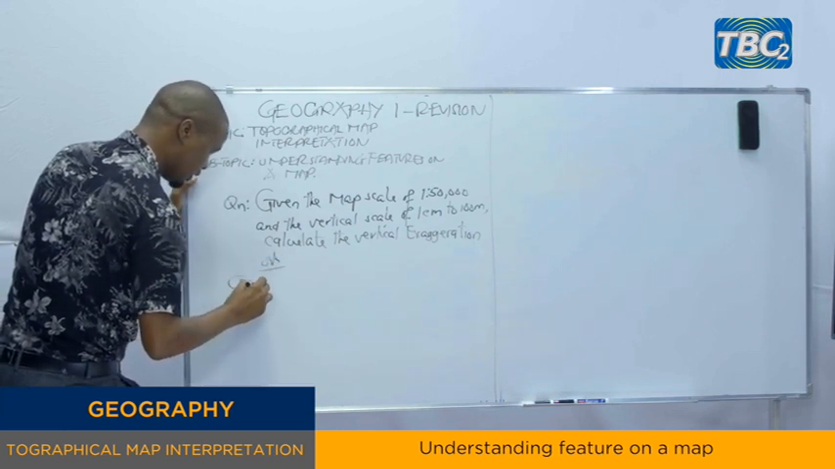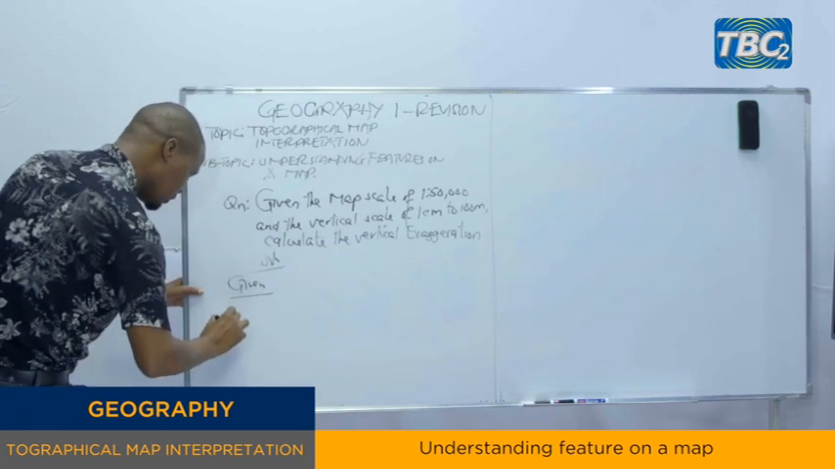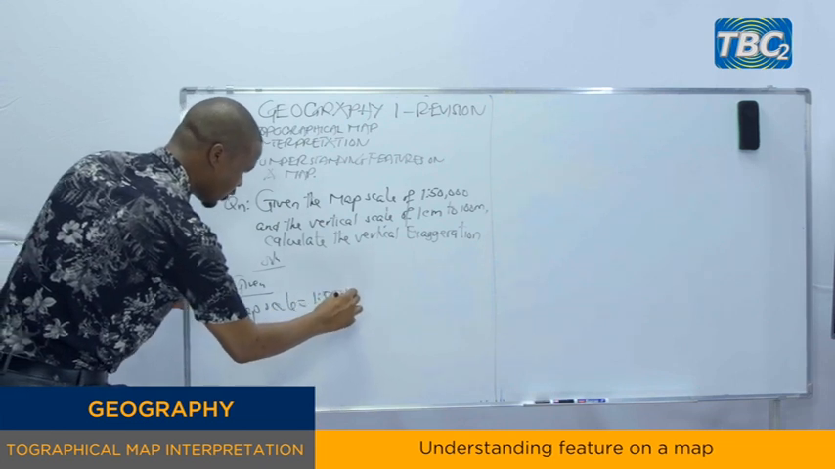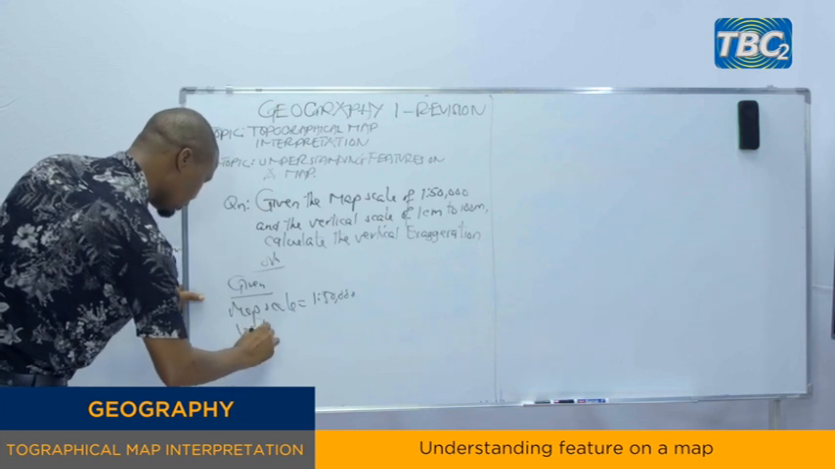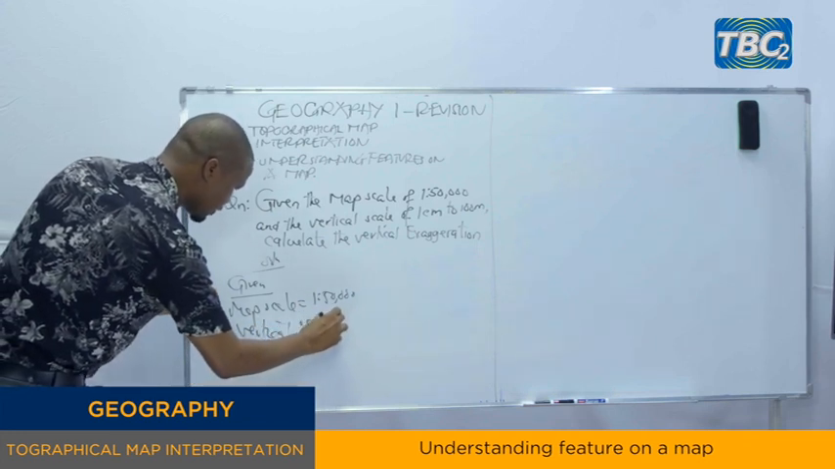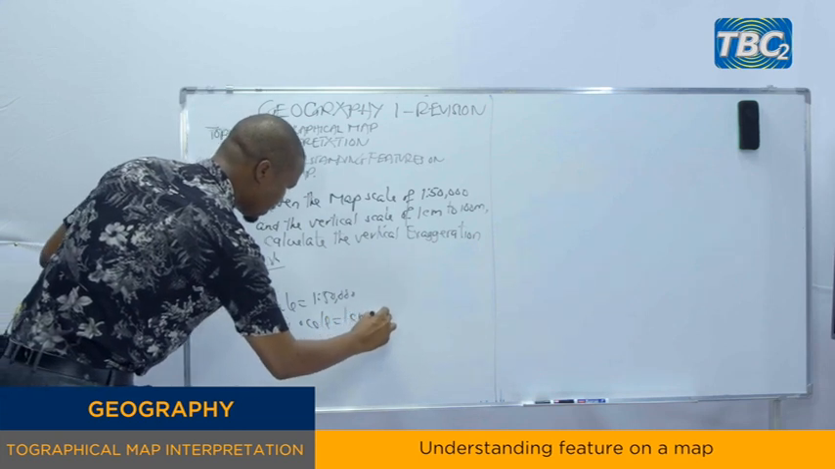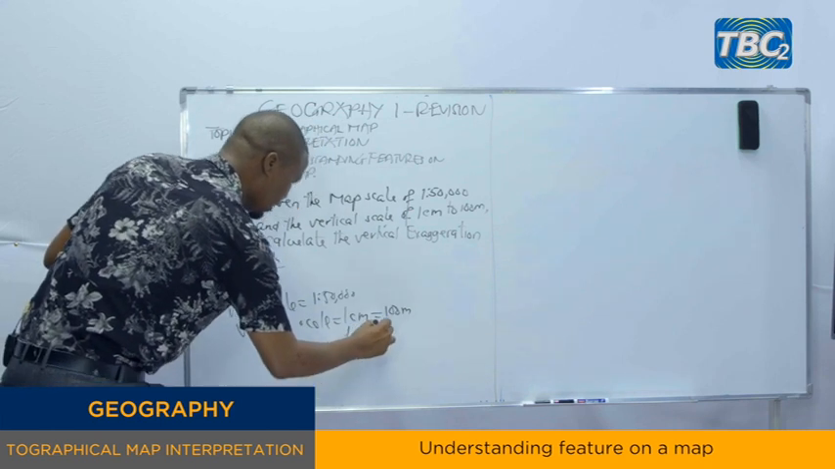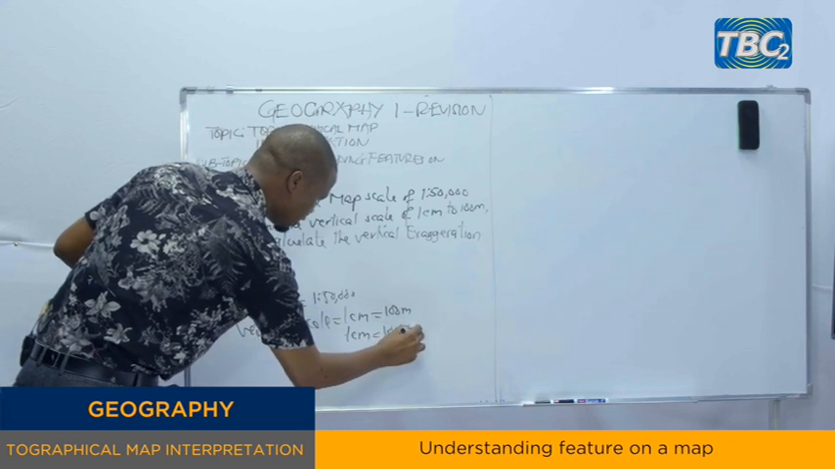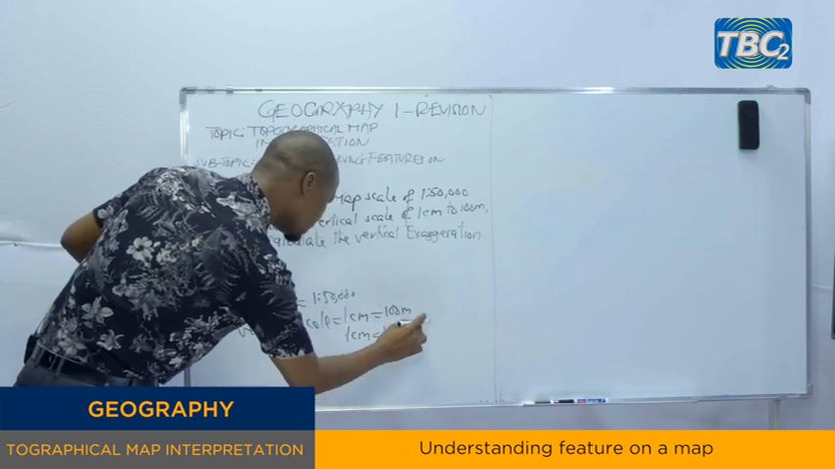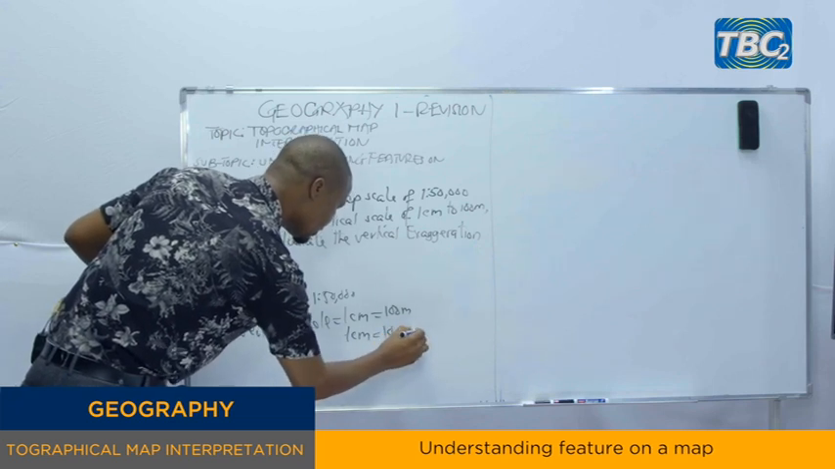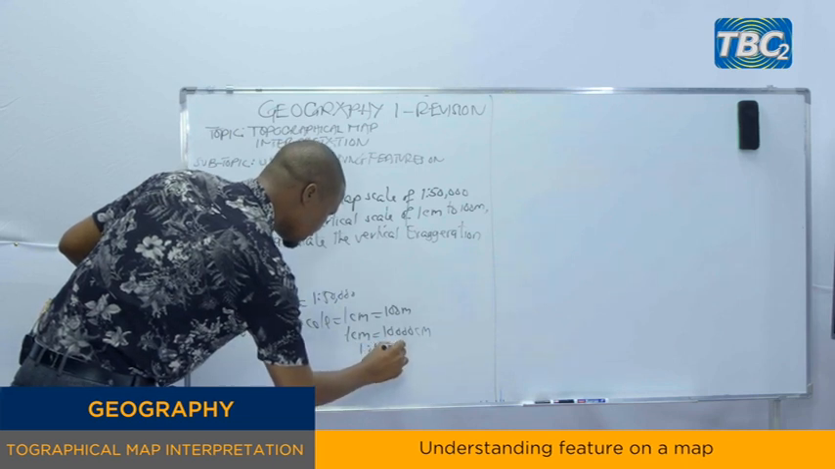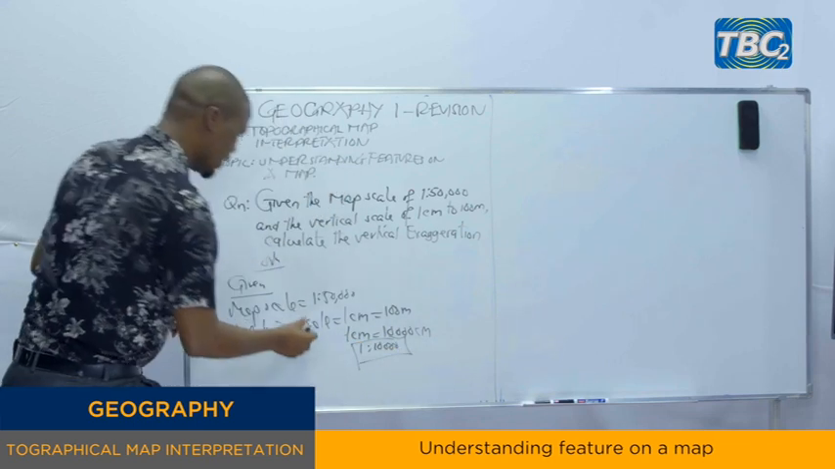It means we have the givens. We have the map scale, which is 1:50,000, then we have the vertical scale. Vertical scale, 1 centimeter represents 100 meter. This is to say 1 centimeter is equal to 10,000 centimeter. So this is equal to 1:10,000, see?